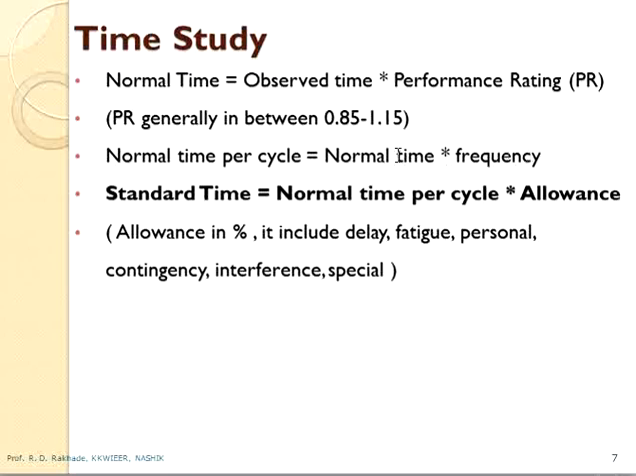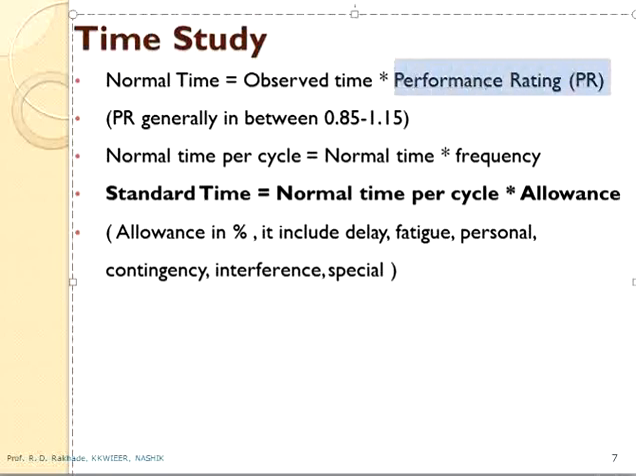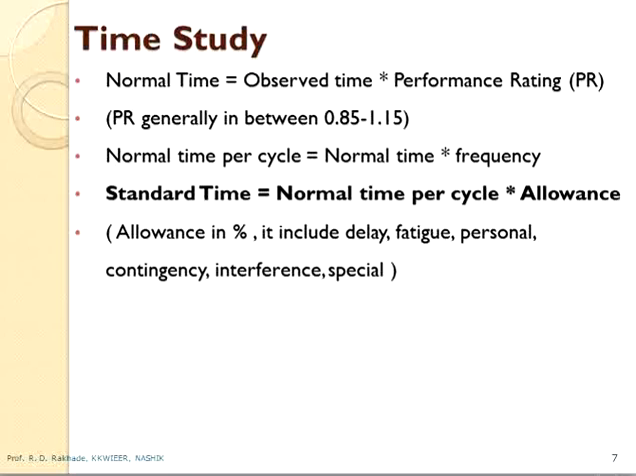So how to calculate normal time? Normal time is observed time, when a worker performs any task, into the performance rating of that worker. So this is the key parameter, that is, we consider performance rating. That performance rating of labor mostly depends upon skill, condition, effort and consistency.